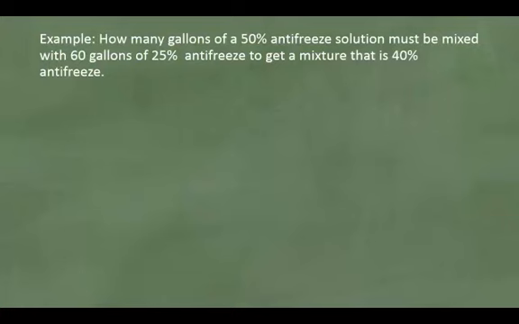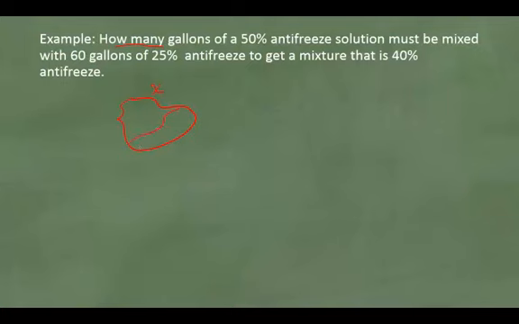So let's start with an interesting question here. Suppose we have a mixture problem, and it says how many gallons of 50% antifreeze solution must be mixed with 60 gallons of 25% antifreeze to get a mixture that is 40% antifreeze. So again, we're given a lot of information, but we should always write it down again. So we're going to write this down. It says how many gallons, and we're going to sketch it out just to visualize it. How many gallons, how many should give us an idea that we're saying X. That's what we're trying to find, X gallons of 50% antifreeze.